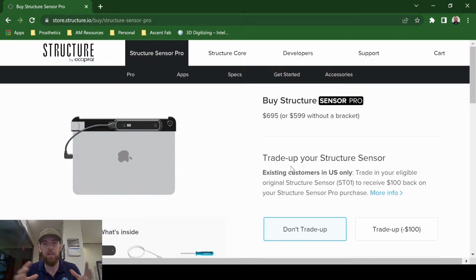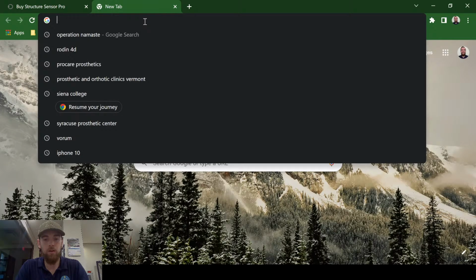Again, if you're scanning larger objects, in my experience, the Structure Sensor has been adequate in doing so. If you're scanning finer objects and you really want to get the detail necessary for a good quality scan, I would actually take a look at a different scanner here. We're going to take a look at Comb Scan.